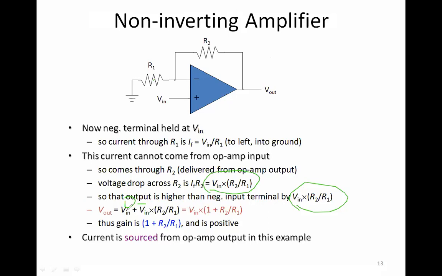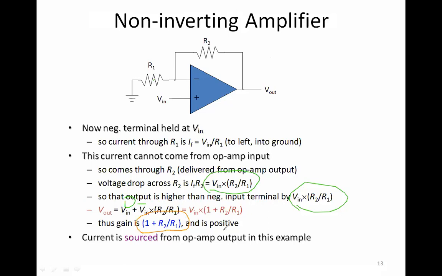So these two are actually voltage parameters. This is my input voltage plus something. So what I do here is I take V in as common, and when I take V in as common, I get 1 plus R2 by R1. So the total gain that we can see here is 1 plus R2 by R1.